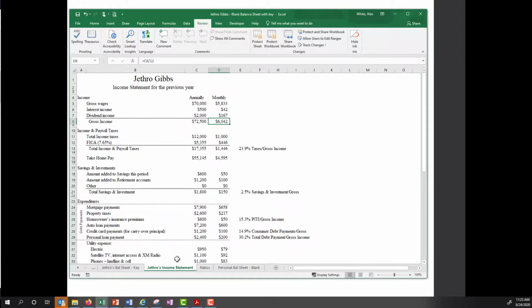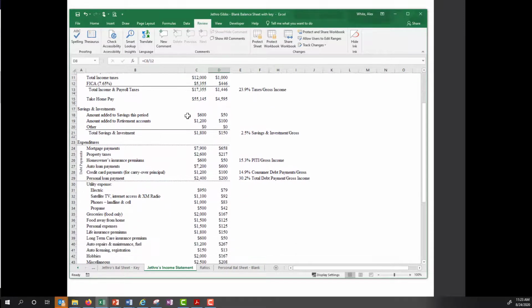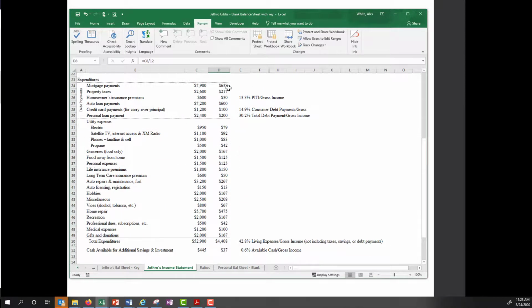Or when we look at his income statement, let's focus on his top 5 expenses. So as we look through here, you can see that his mortgage payment and his auto loan payments are the 2 largest expenses that he has. Maybe he can go talk with the bank to see if he can refinance these, make them a little bit smaller, and that'll free up some money for him every month.